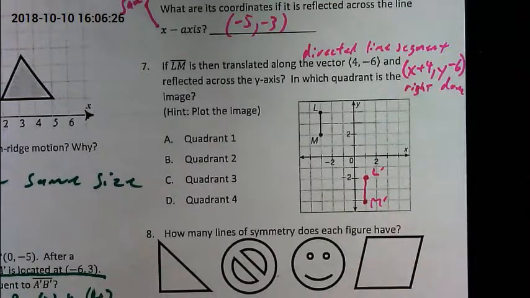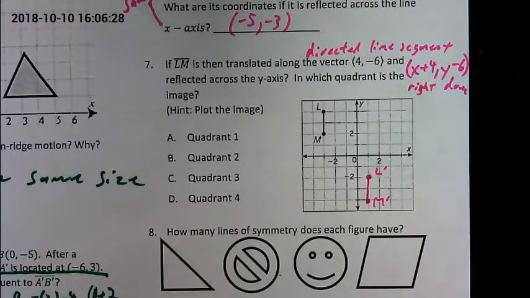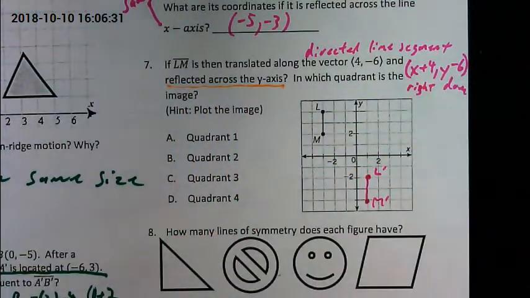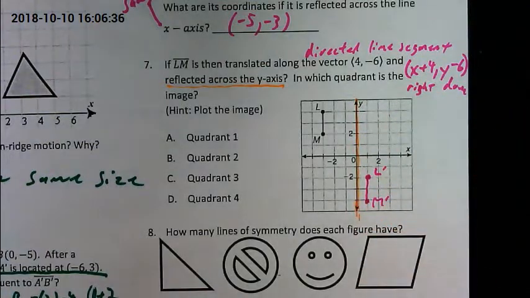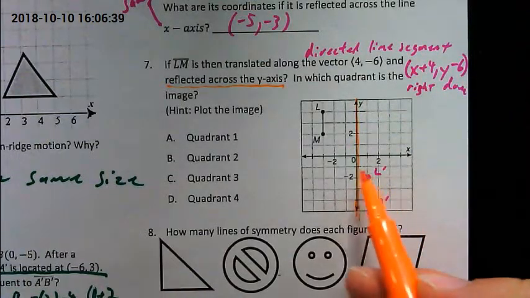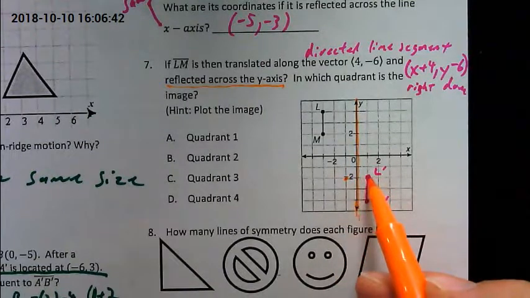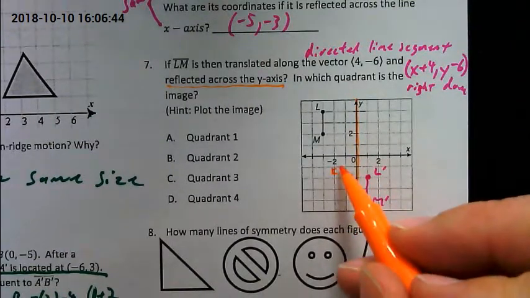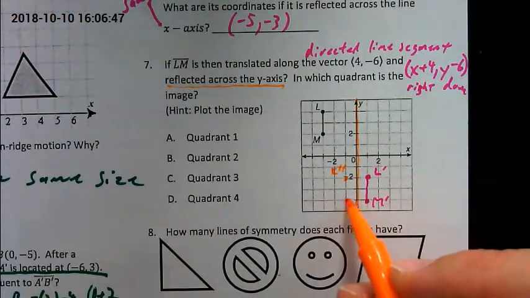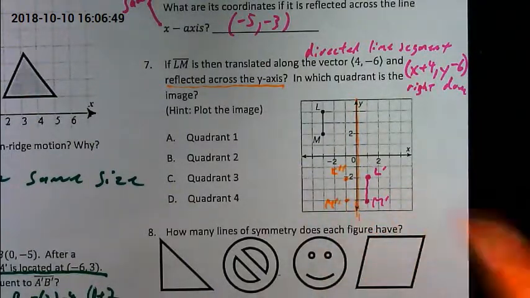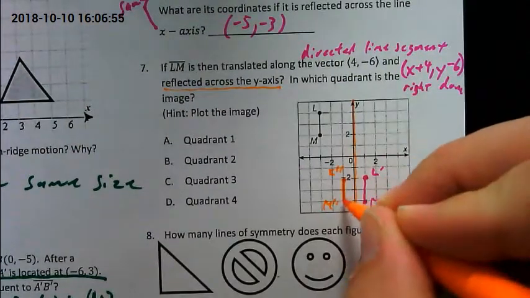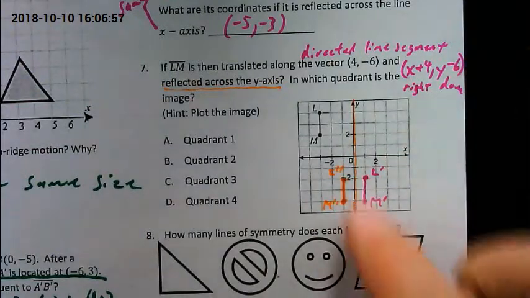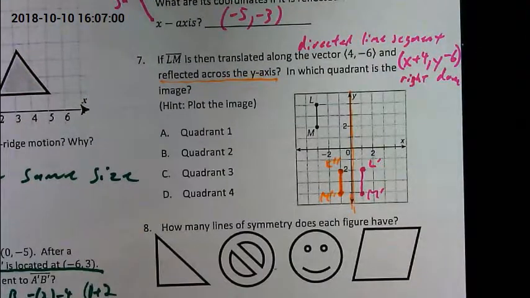Now, that's not the only thing though. It also tells you we reflect across the y-axis. This is your y-axis right here, right? So now take it and reflect over the y. This was 1 unit away, so we're 1 unit away on the opposite side. This is 1 unit away, so we're 1 unit away on the opposite side. This is now M double prime. So we have L double prime and M double prime. Those are the locations. All it wants to know is what quadrant did we end up in? 3. This is quadrant 3.